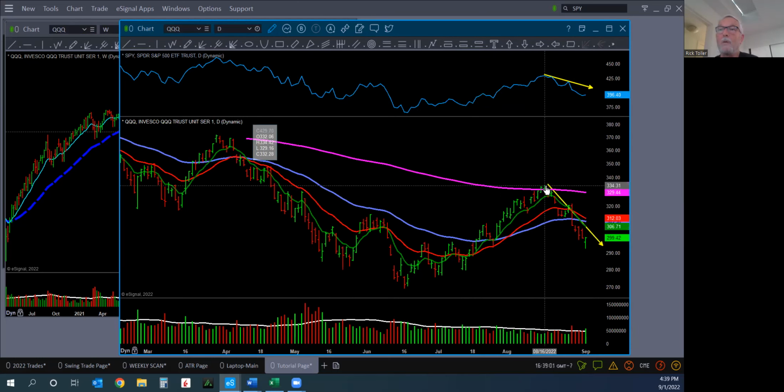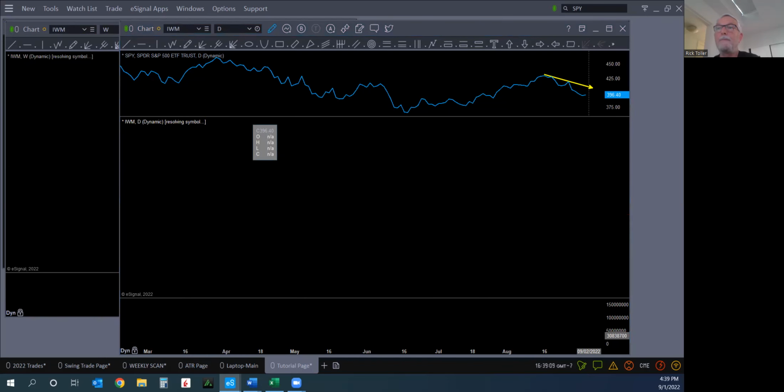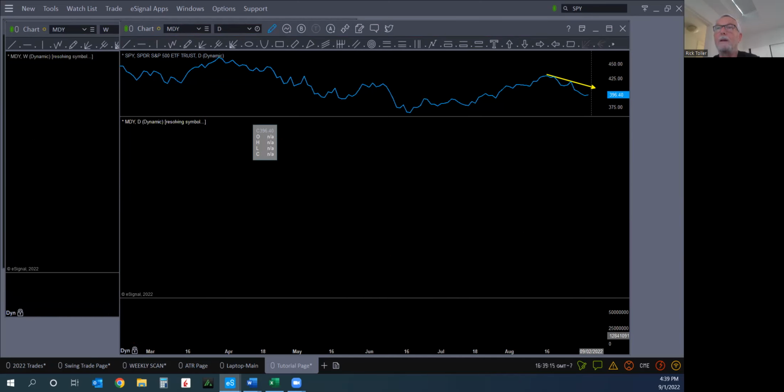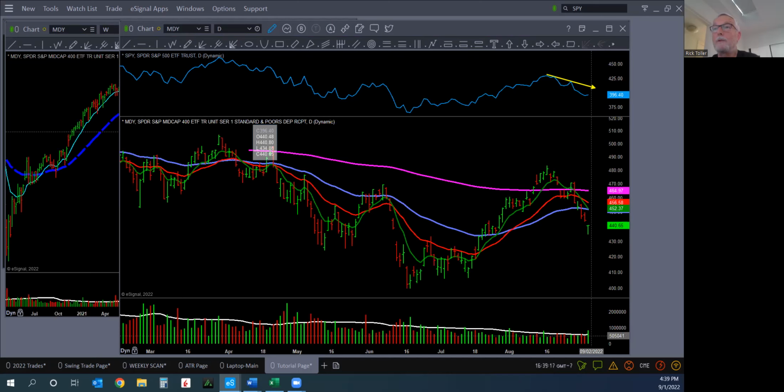But it also tends to go up faster than the Standard & Poor's. So just something worth paying attention to. I also look at small caps, IWM. It's basically the same story. And the mid caps, MDY. Same story again. So really not much to do.